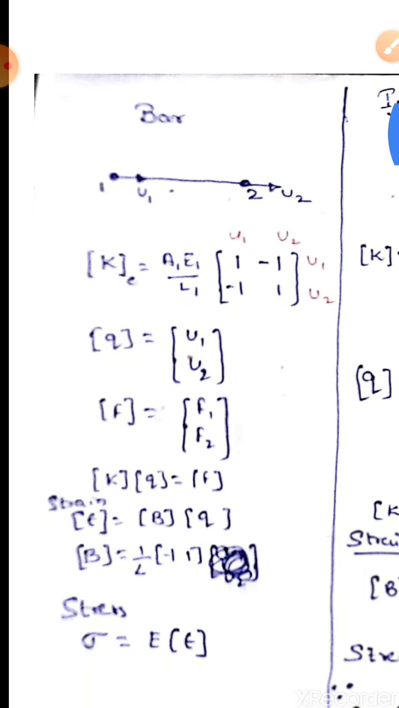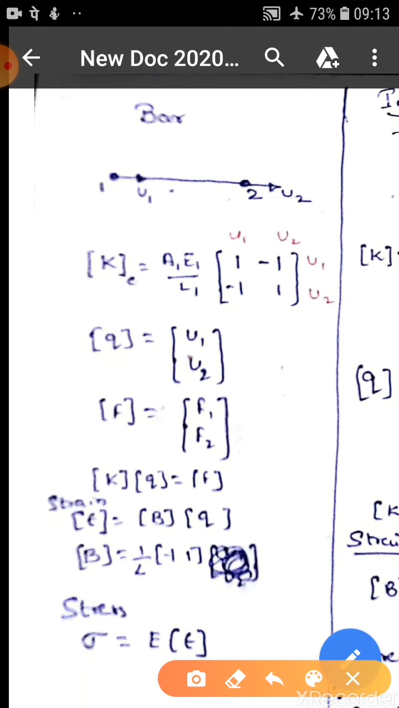For the bar element there were two nodes, and each node had 1 degree of freedom. It was able to move in the x direction only. Node 1 was able to move in the x direction, and that displacement we assumed as u1. Node 2 moved in the x direction, that we call u2. These were the displacements associated with those nodes.